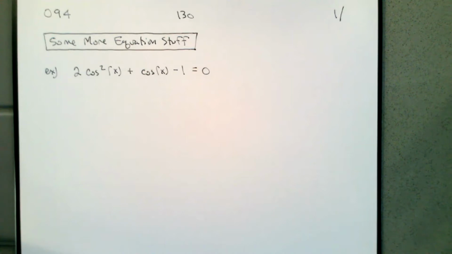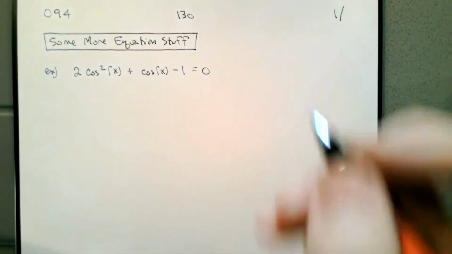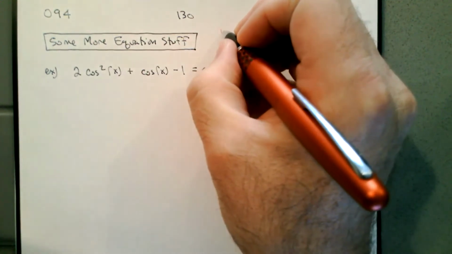Today we want to look at some more equation stuff. This is for when our overall plan of doing inverse operations in reverse order is not going to work, primarily because the variable appears more than once. So we're going to try to cover some situations where inverse operations in reverse order is not going to help us.